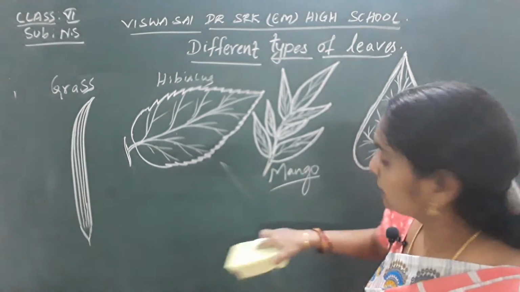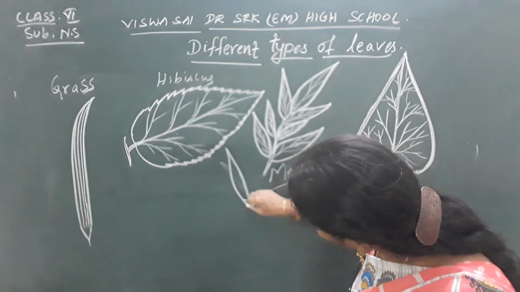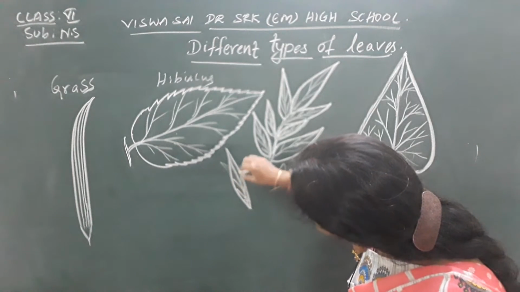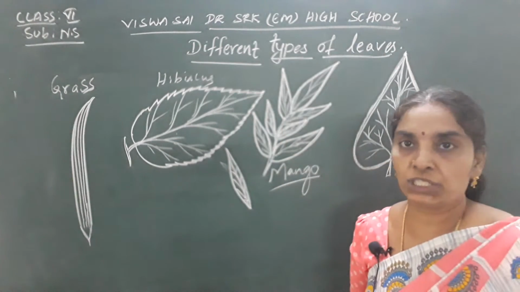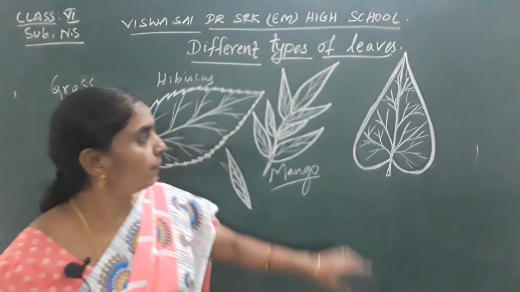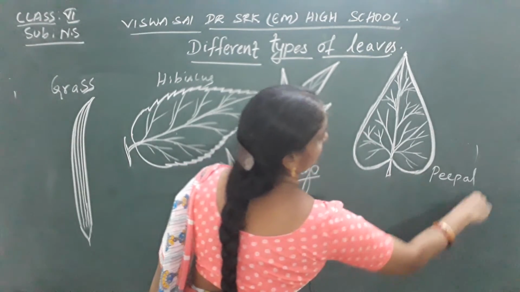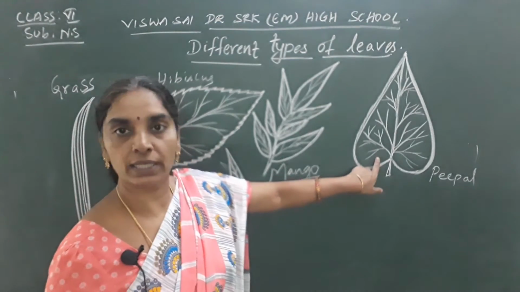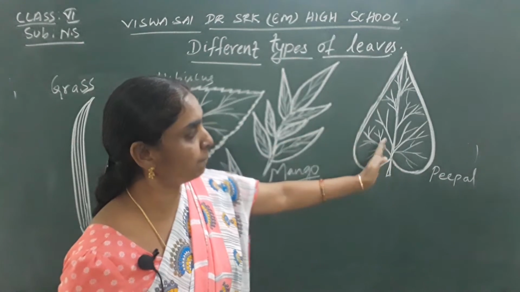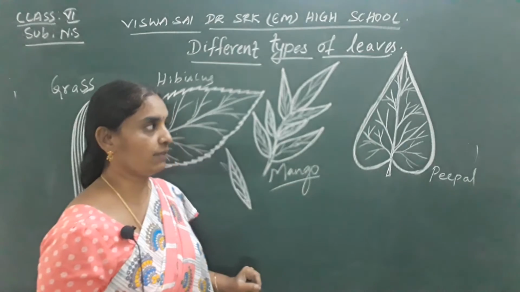Just a minute, children. You can observe the leaf over here. So, in the mango leaf, you can see both the edges are pointed and you can find the reticulate venation for the mango leaf. And coming to the peepal leaf, if you observe the peepal leaf, you can see the reticulate venation, and it also contains petiole, lamina, midrib, and all the veins and veinlets you can observe in the leaf, isn't it?